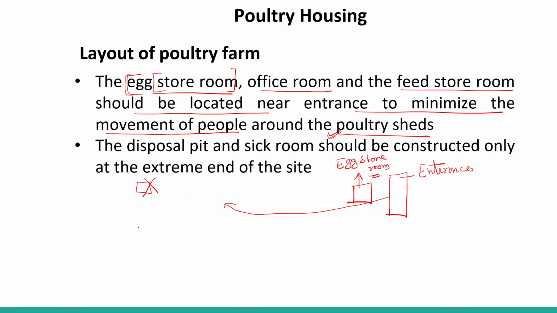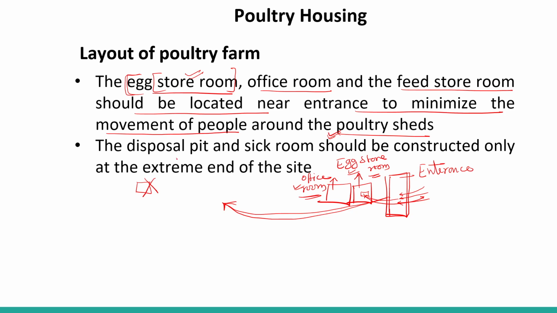This is an incorrect placement of the layout, because if strange people or any people who are taking away the eggs from the storeroom go all over the poultry layout or the poultry farm, that is a problem. So they should only go to the egg storeroom, take the eggs and get away. And we should have the office room also at this particular site. So this office room and egg storeroom should be at the entrance of the poultry farm.